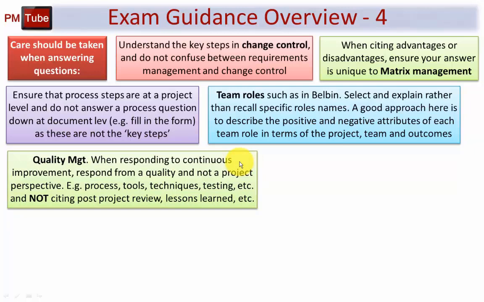Quality management, a few pointers here. When responding to continuous improvement, respond from a quality perspective and not a project perspective. In other words, talking about processes, tools, techniques and testing, etc. and not citing post-project review, lessons learned. Can you see the point here? Continuous improvement would indeed perhaps have projects holding post-project reviews and taking lessons learned. But if it's a quality question, you need to answer the question in terms of quality processes, quality tools, quality techniques and testing.